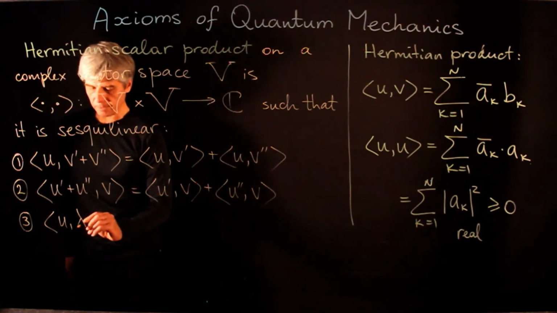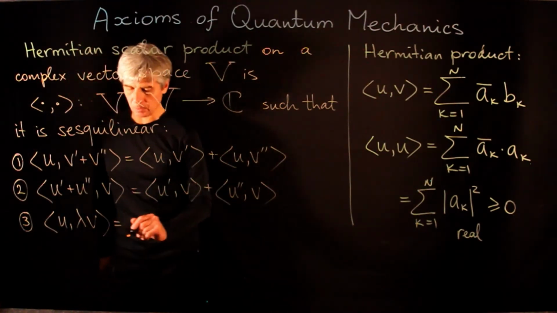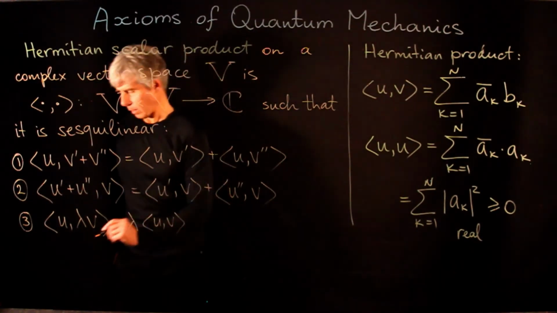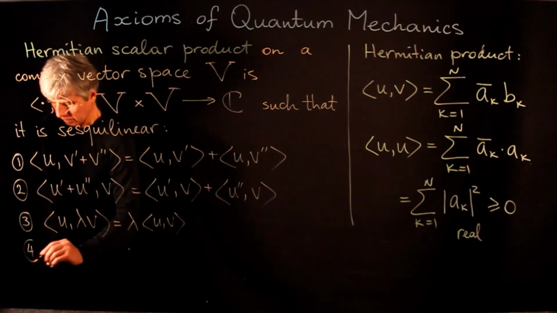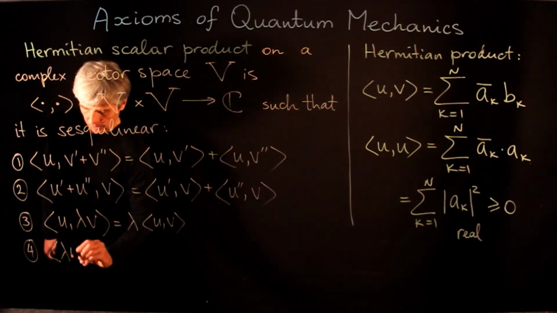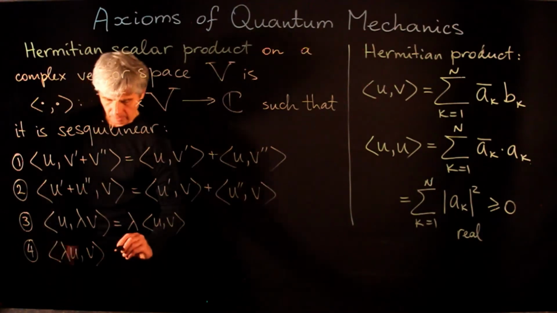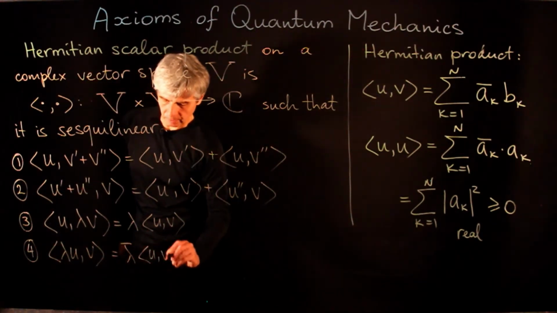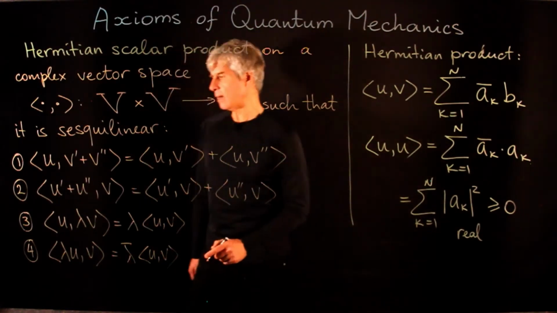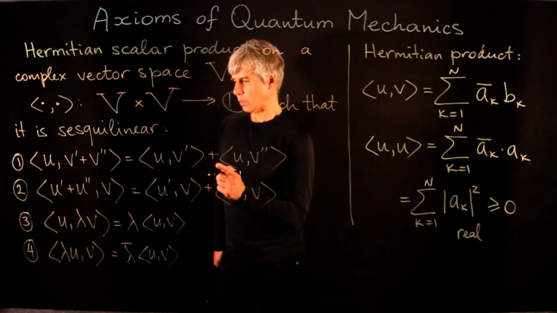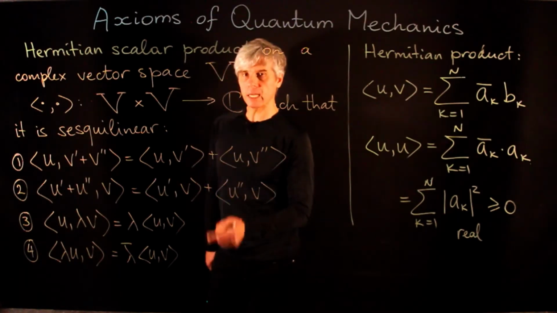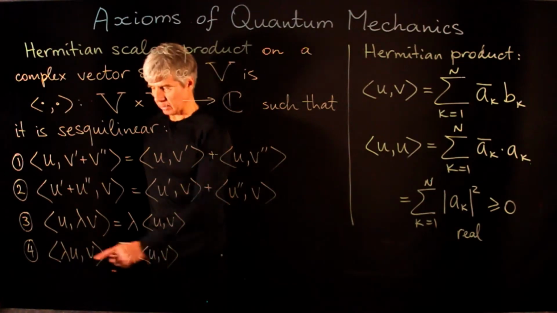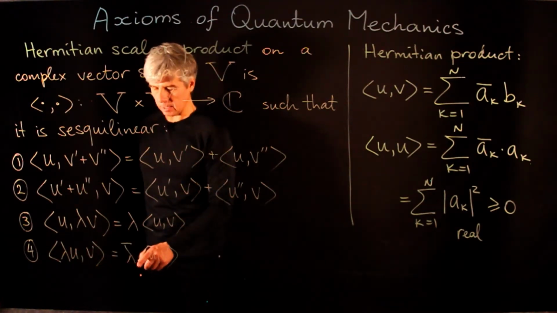U with lambda v is equal to lambda times uv. And 4. Lambda u with v is equal to lambda bar times uv. So when we say that the product is bilinear, we mean four properties like this one. But the fourth property is not like this for a bilinear form.